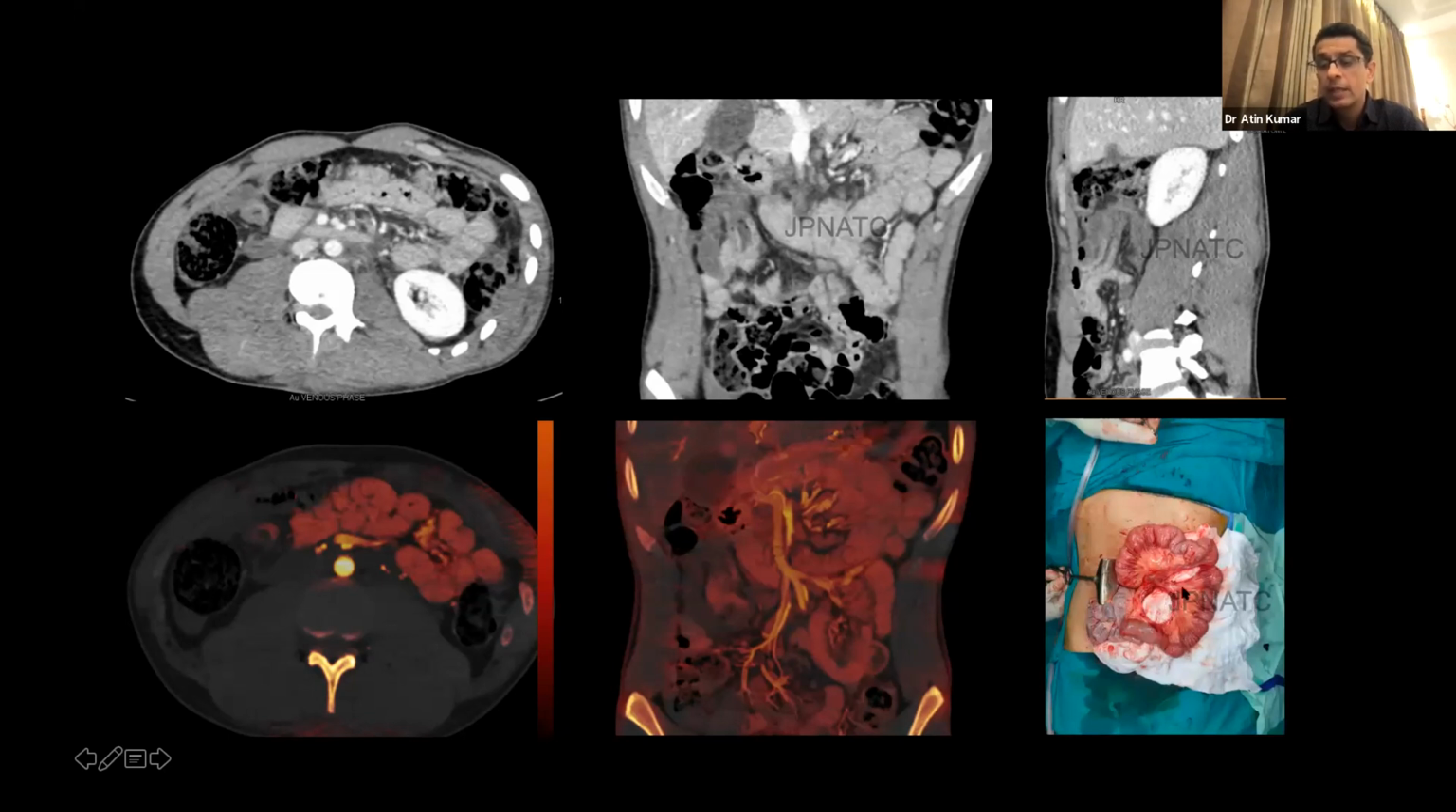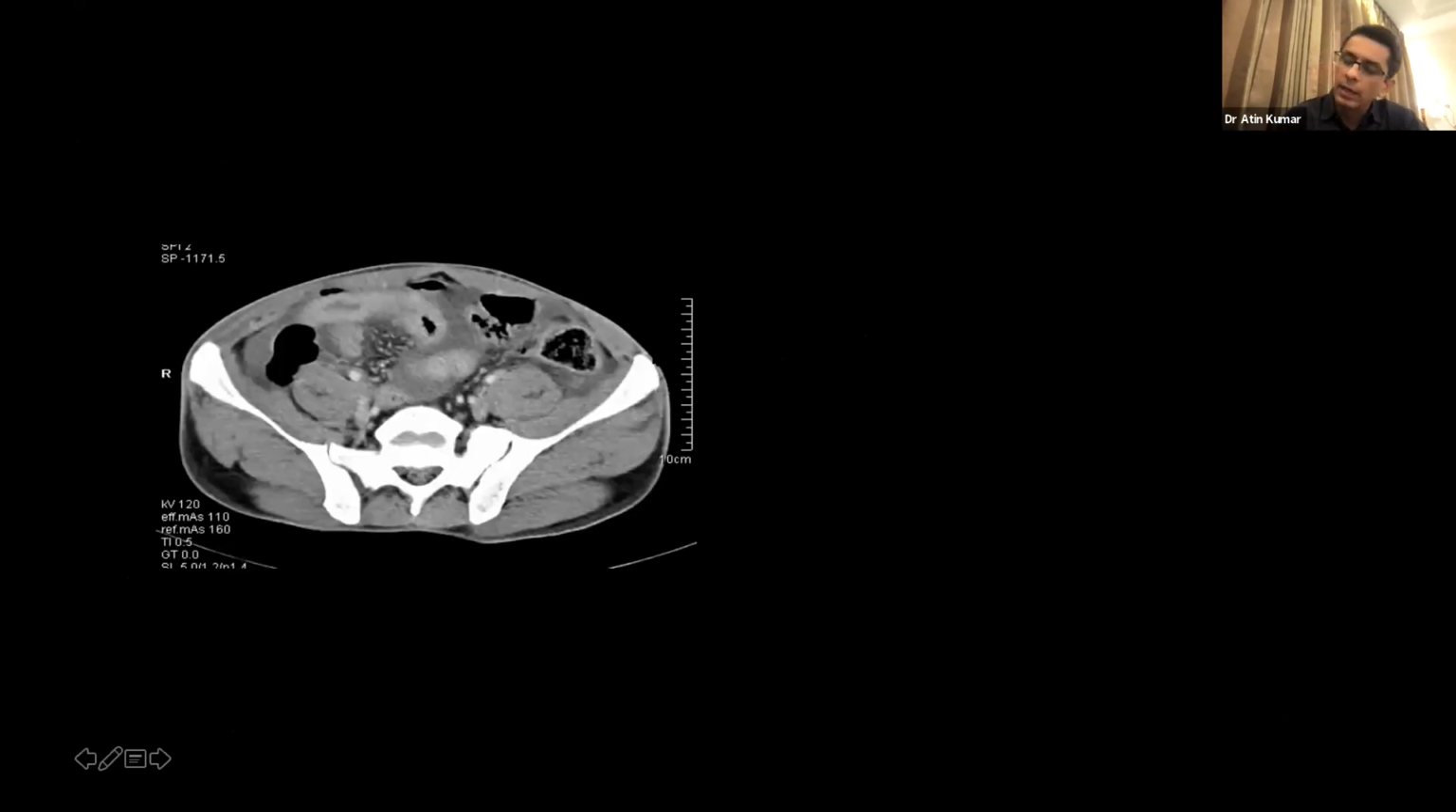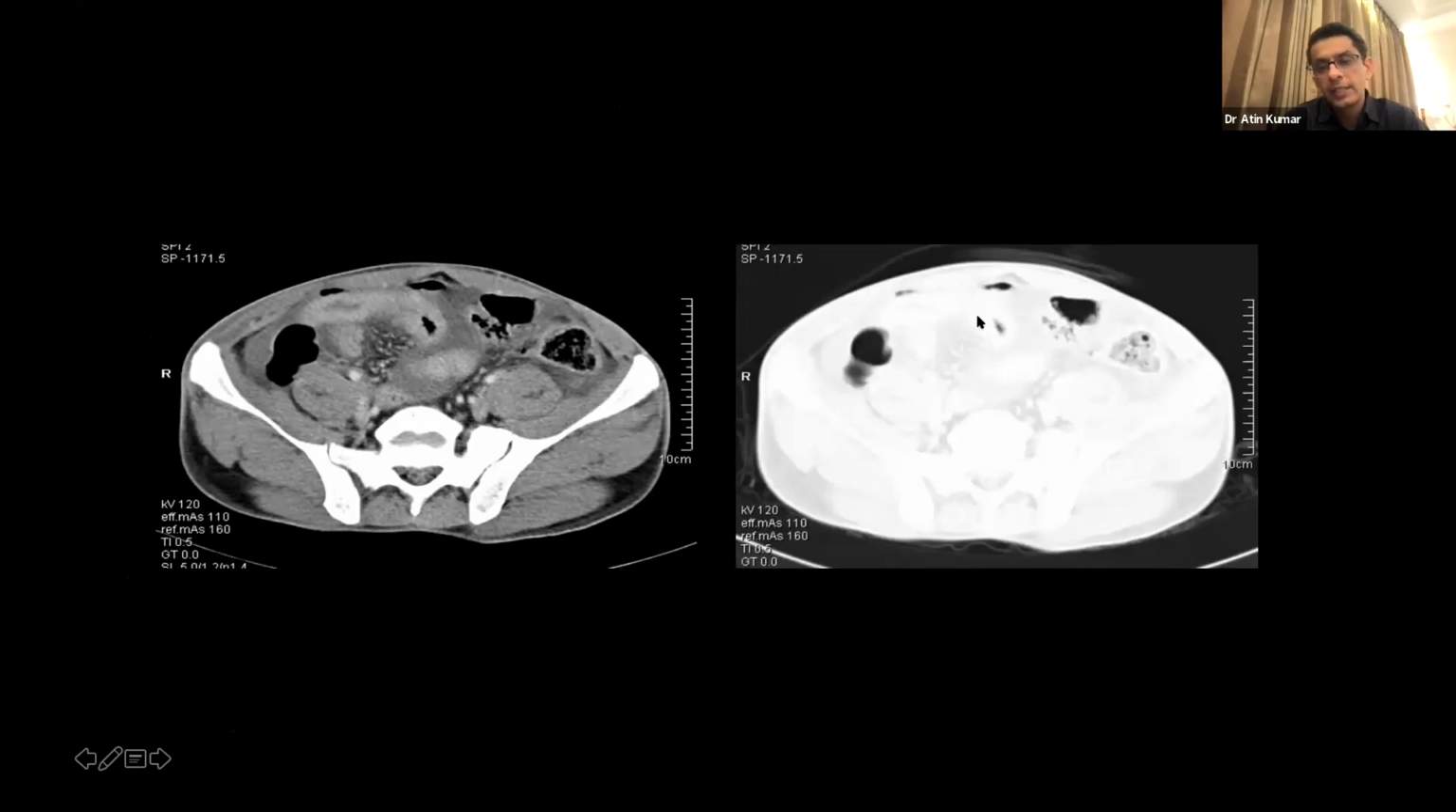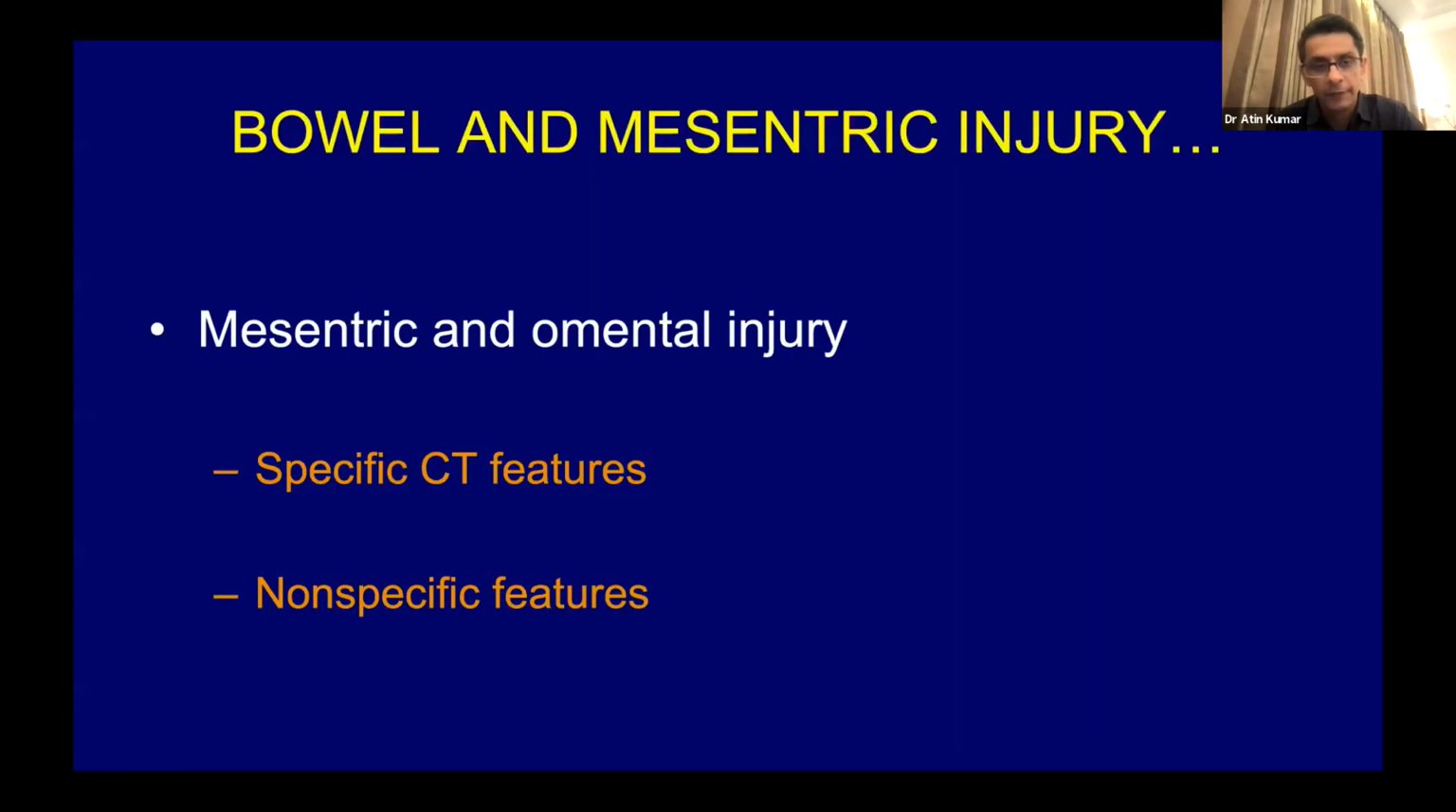So I'm showing you examples just to show that mesenteric injuries are often associated with bowel injuries. They go hand in hand, not necessarily always, but often. Another example, this is just what I'm trying to show you, is you may actually miss pneumoperitoneum. You need to sometimes change the window settings to pick up minimal pneumoperitoneum, because if you miss it, these are the patients who will actually deteriorate fast, and you are not allowing the surgeon to operate early enough.